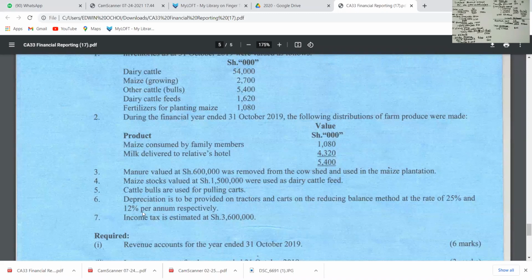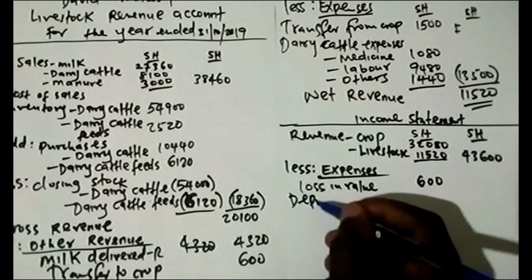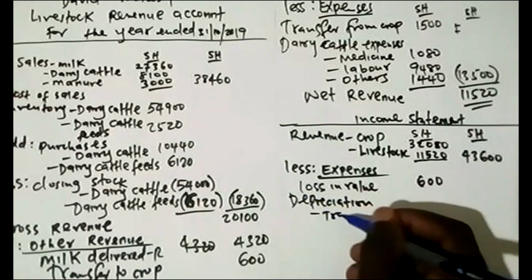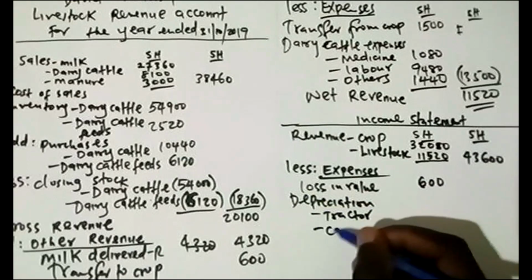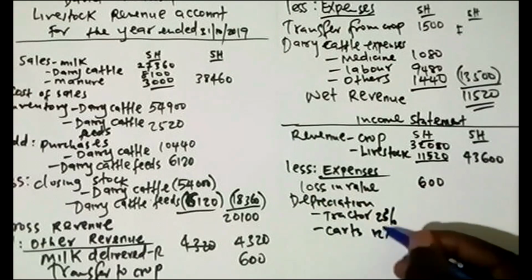Additional information number 6. Depreciation is to be provided on the tractor and carts on the reducing balance method. So depreciation on the tractor and the carts, the mukongoteni. So that is the tractor, and we have the carts. This is 25% for one, and 12% for the other.